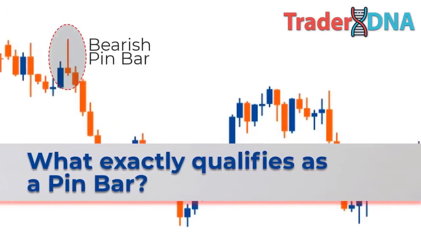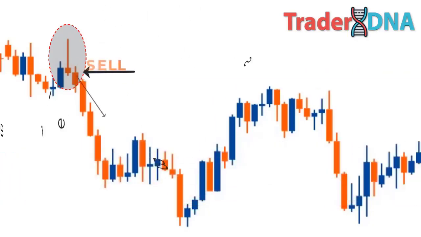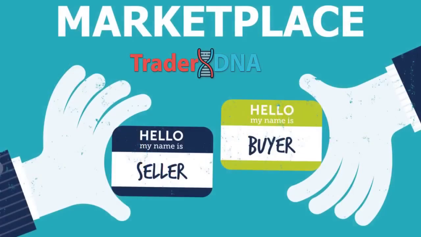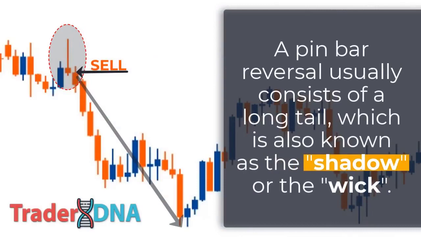Let's take a look. Pin bars are arguably the most effective ways to trade candlesticks because the pattern tends to create a high probability of price action. Generally, pin bars represent an event in the market that affects both sellers and buyers. A pin bar reversal usually consists of a long tail, which is also known as the shadow or the wick.